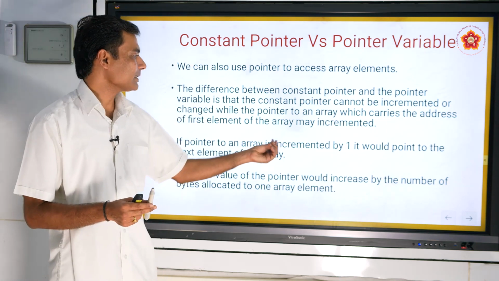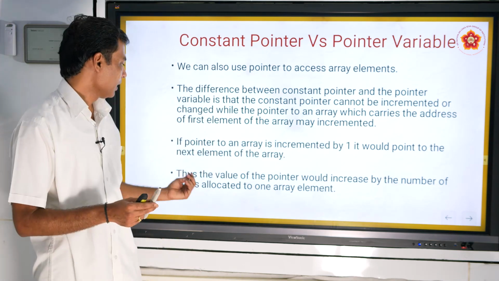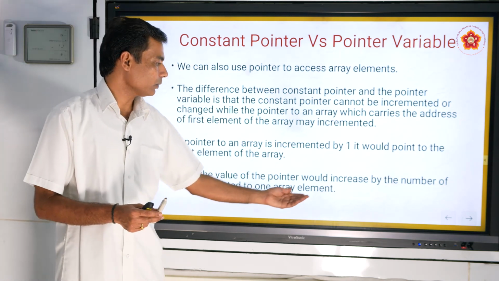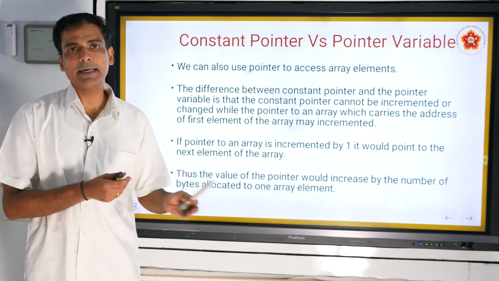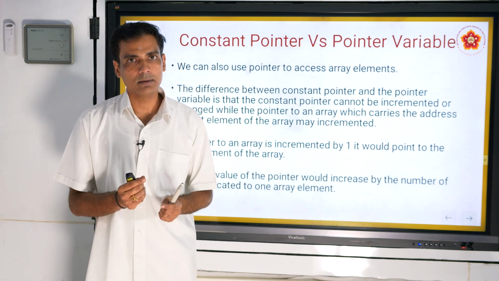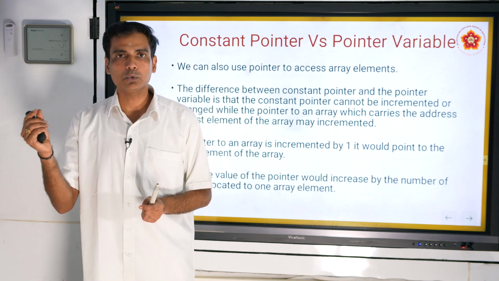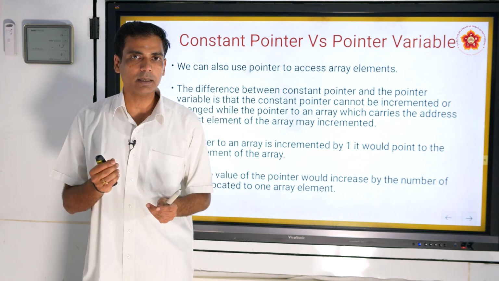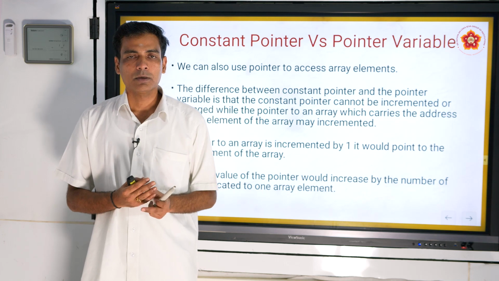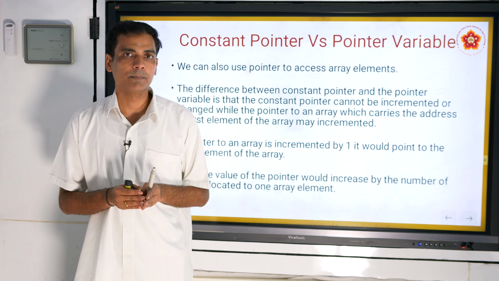If a pointer to an array is incremented by 1, it would point to the next element of the array. Thus the value of the pointer would increase by the number of bytes allocated to one array element. This is an integer array, so memory allocated to one element is 2 bytes. So every time the pointer will jump on to the next 2 bytes, next 2 bytes. If it is a float array, then it will jump 4 memory locations ahead.